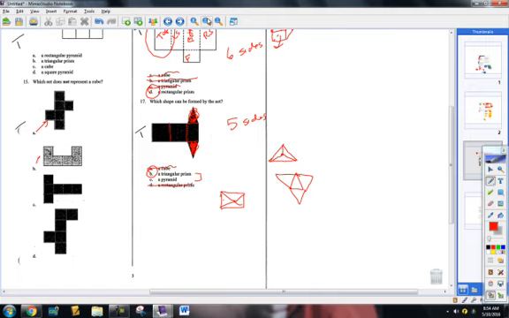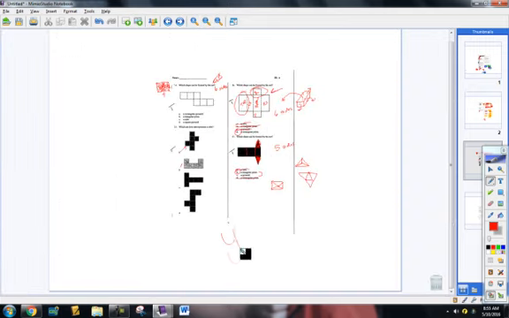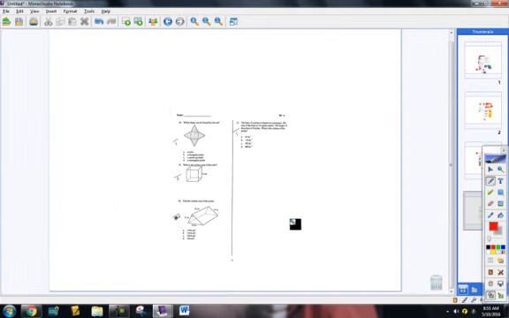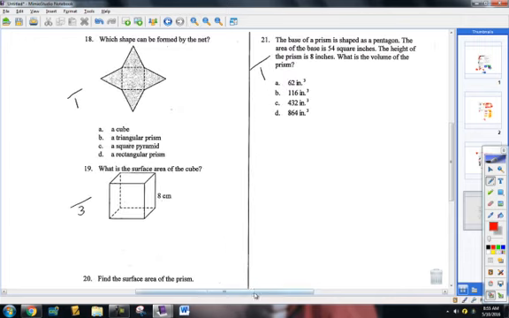This page is not out of very much, I don't think. 5, maybe 4? 4, good. Okay.